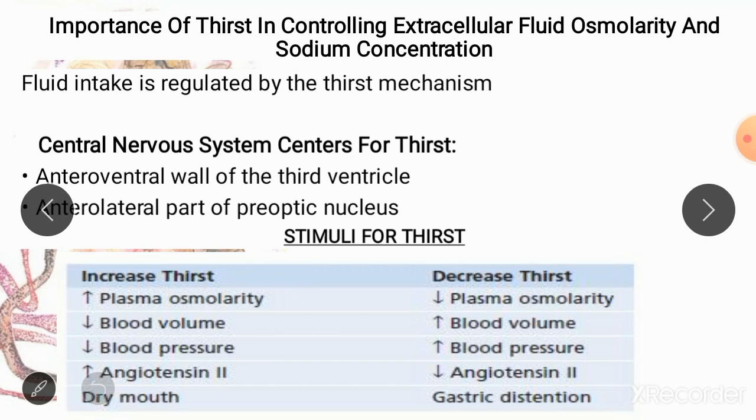When the plasma osmolarity is reduced, or blood volume is increased, or blood pressure is increased, or there is decreased angiotensin II, or when your stomach is distended, such as after a meal, the thirst mechanism is suppressed and you no longer feel the thirst. So the stimuli which decrease thirst are decreased plasma osmolarity, increased blood volume, increased blood pressure, decreased angiotensin II, and distension of the stomach.